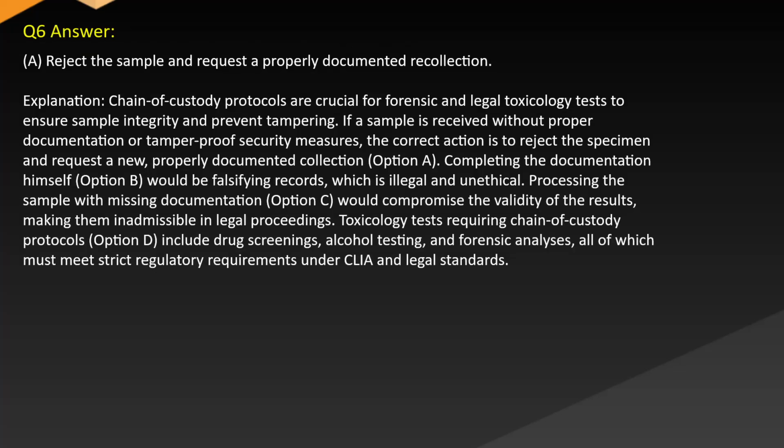Answer A. Reject the sample and request a properly documented recollection. Explanation: chain of custody protocols are crucial for forensic and legal toxicology tests to ensure sample integrity and prevent tampering. If a sample is received without proper documentation or tamper-proof security measures, the correct action is to reject the specimen and request a new, properly documented collection.